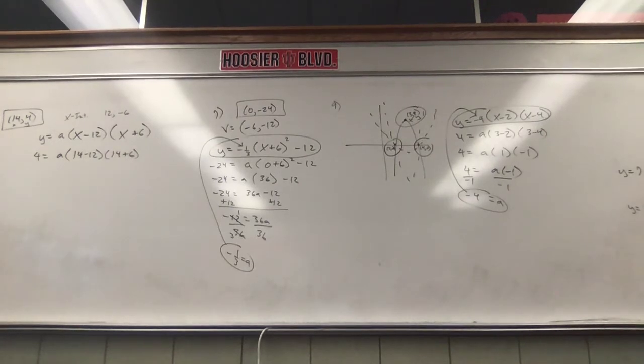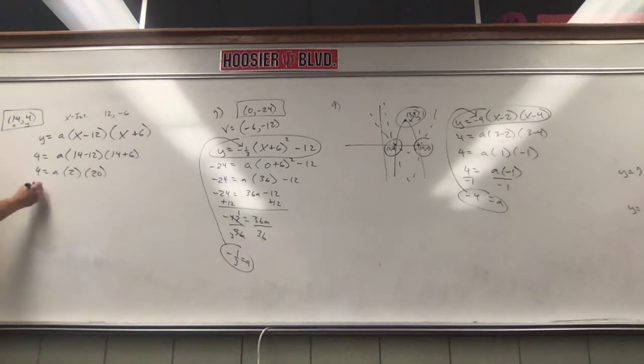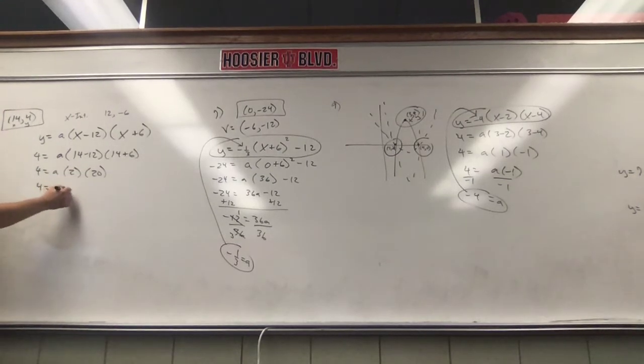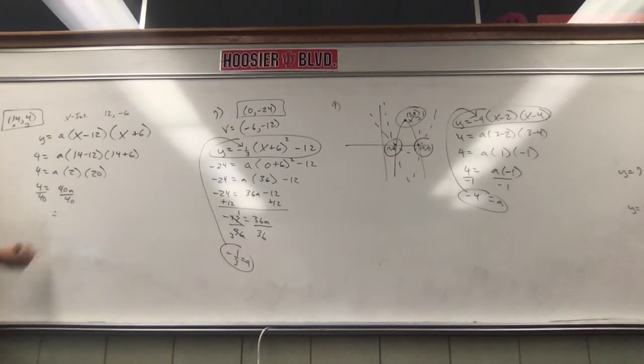Okay? Clean it up. 4 equals a times 2 times 20. 14 plus 6. Clean it up some more. 4 equals a times 2 times 20 is 40, so 40a. 2 times 20 is 40 times a is 40a. Divide by 40, and again, don't be in a big hurry. Students will go, oh, 4 divided by 40 is 10. No, it's not. It's 1/10, okay? Which I'm going to make it 0.1.